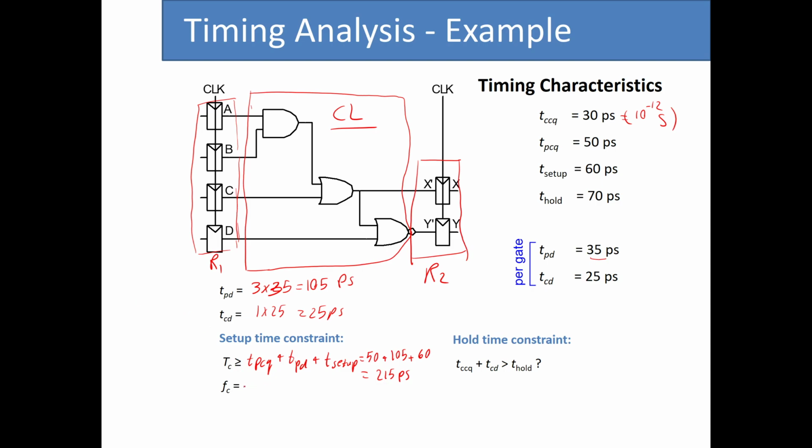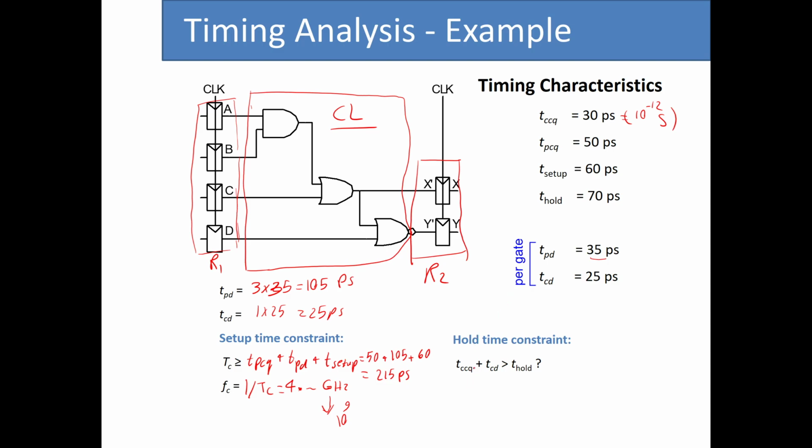So for this minimum, the frequency is going to be 1 over Tc, or somewhere in the order of 4 point something gigahertz approximately. You can calculate the exact amount yourself. So this circuit can work with a clock signal that has a frequency of 4 point something gigahertz. If you remember, giga is 10 to the power 9. So this clock signal can switch between 0 and 1 more than 4 billion times per second. So as for the setup time, it seems that we don't have any problem.